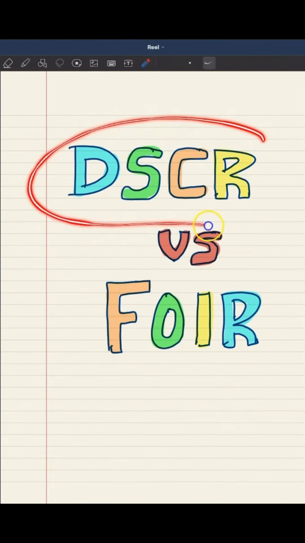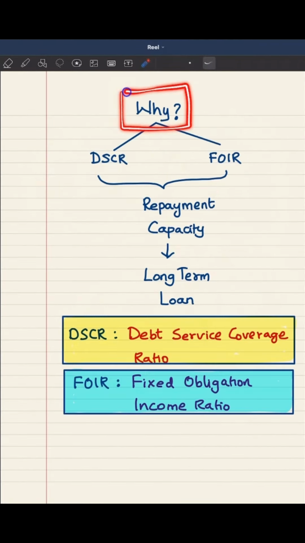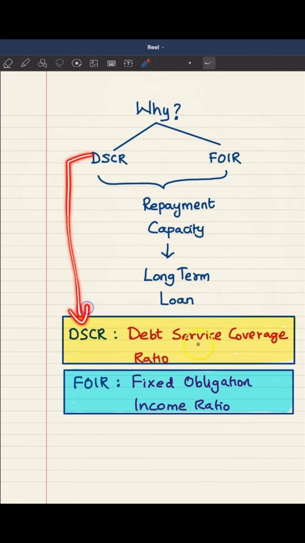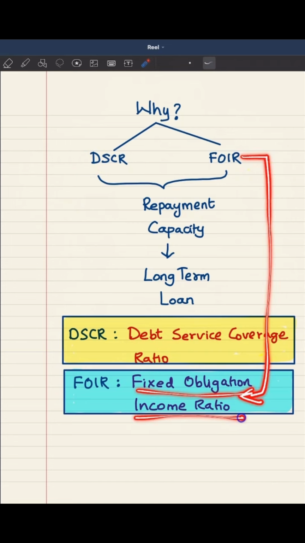Let's understand the difference between DSCR and FOIR. At first, let us understand why these ratios are calculated. Both ratios are calculated to measure the repayment capacity of the borrower when they approach for a long-term loan. Here, DSCR stands for Debt Service Coverage Ratio and FOIR stands for Fixed Obligation Income Ratio.